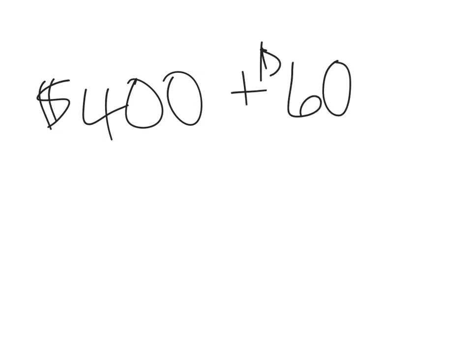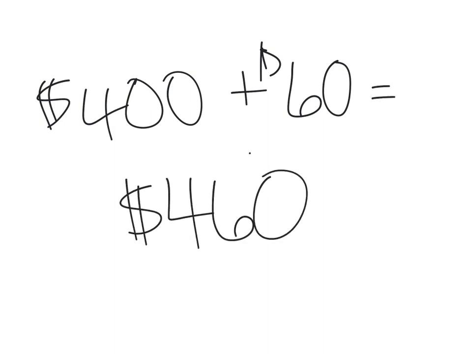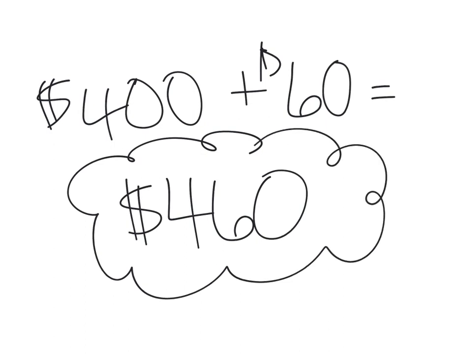So if they started out paying $400 per month, and now it's an increase of $60, now they're going to be paying $460 per month. That's the unitary method. Now we're going to look at the fraction method.